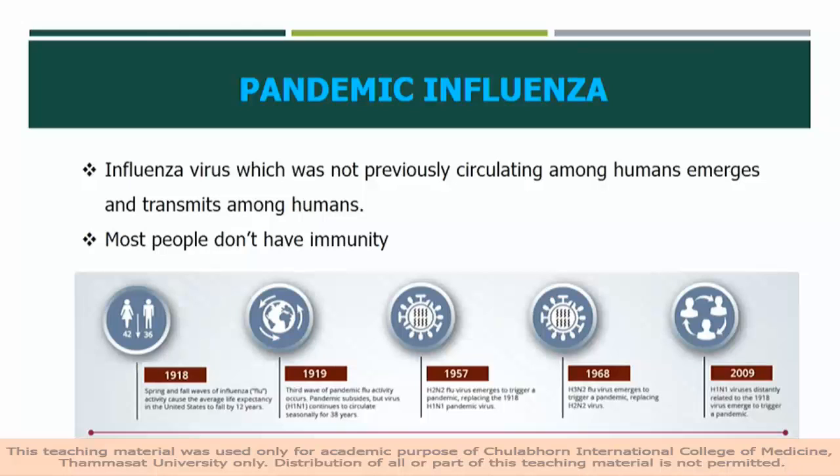The first known virologically confirmed pandemic was in 1918 to 1919, which is known as Spanish flu. Spanish flu caused an estimated 20 to 40 million people dead worldwide. Subsequent pandemics were in 1957 and 1968, which resulted in many fewer deaths.